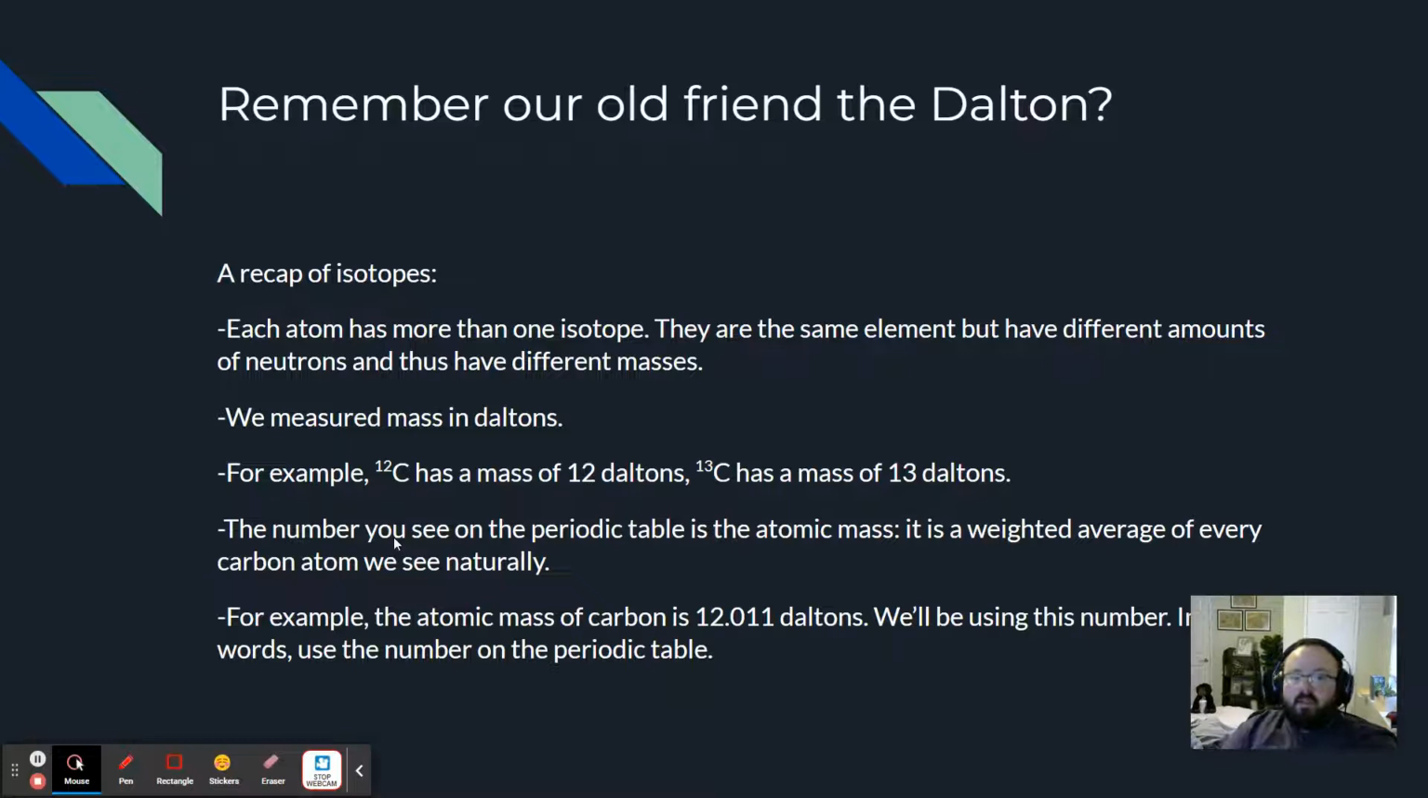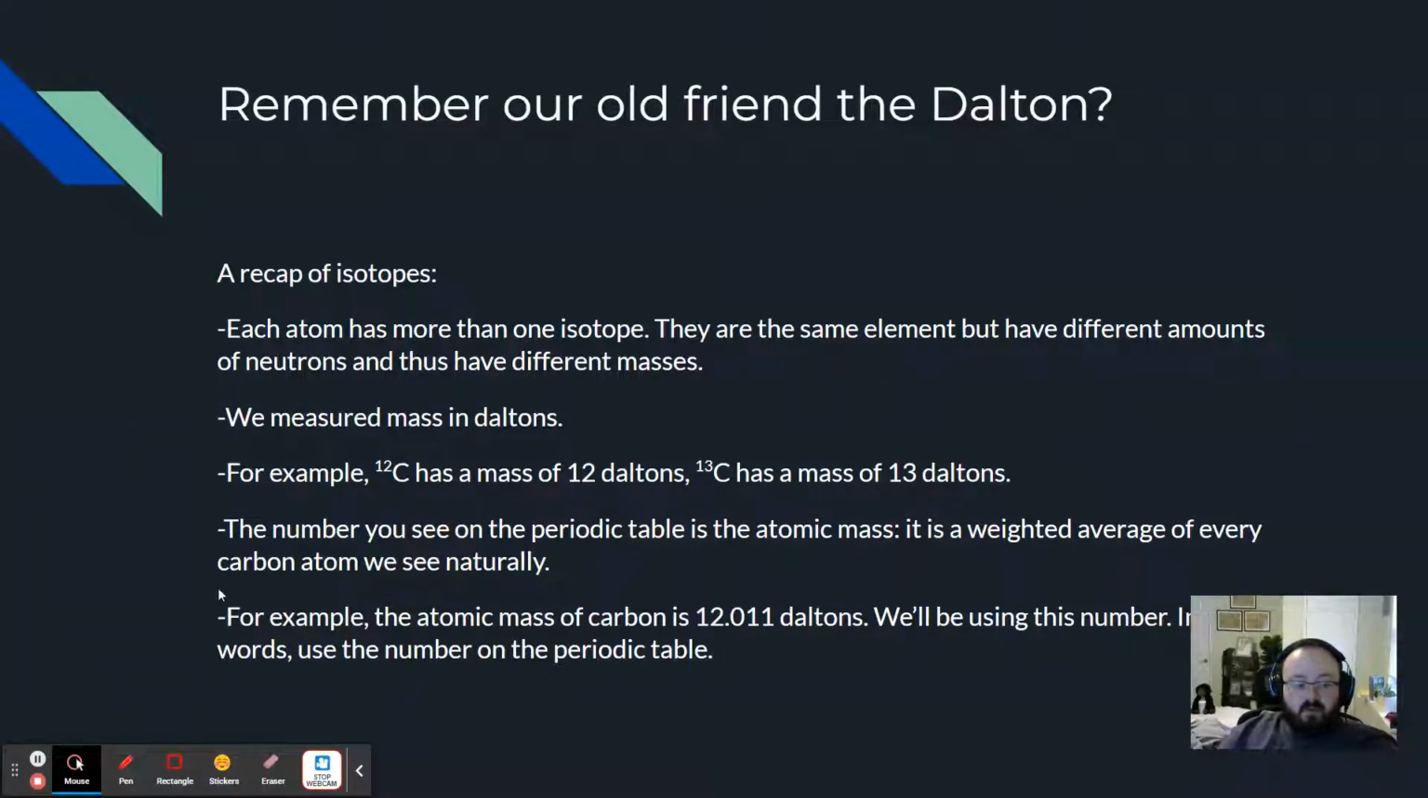Alright, so the dalton is our unit of mass. We talked about isotopes and how they have different masses, and that was due to a difference in neutrons. So you could have 2 atoms of the same element, and they have a different mass because they have a different amount of neutrons. And we talked about how the atomic mass is the weighted average of every carbon atom that we see, or any other atom. This is based off of the Penny lab that we did way long ago.